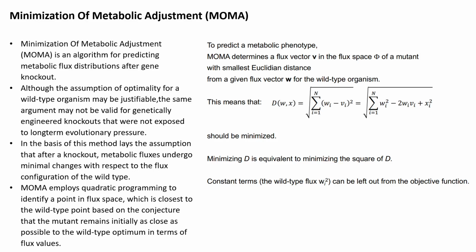This is evident from the name as well. You're minimizing the adjustment of your metabolites even after certain perturbations to the network. Now, this assumption of optimality for a wild type organism is justifiable. The same argument cannot be valid for genetically engineered knockouts that were not exposed to long-term evolutionary pressure.